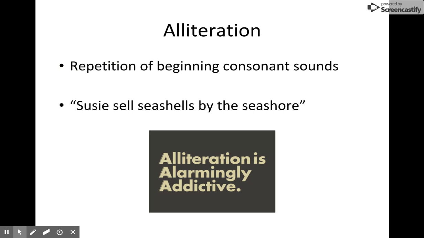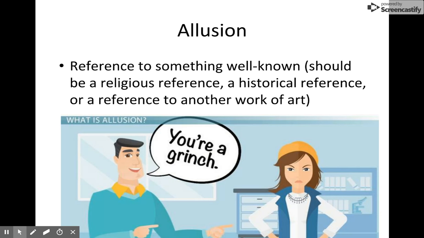So the first, probably a review for a lot of you, is alliteration, the repetition of beginning consonant sounds. The next is another one that might also be a refresher, an allusion. So a good way to think about an allusion is a reference to something famous.